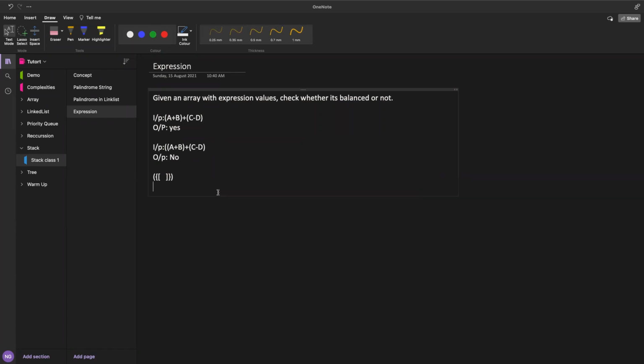Whenever we write mathematical expressions, we use three types of brackets to decide the priority. They are curly braces, simple braces, and square braces. Whenever the equation is written, it is very important that in the same sequence in which the brackets are opened, they should be closed. Given that, you have to find whether the expression is balanced or not. It doesn't matter what the operators and operands are, it's all about the brackets. If the brackets are balanced, then the expression is balanced.